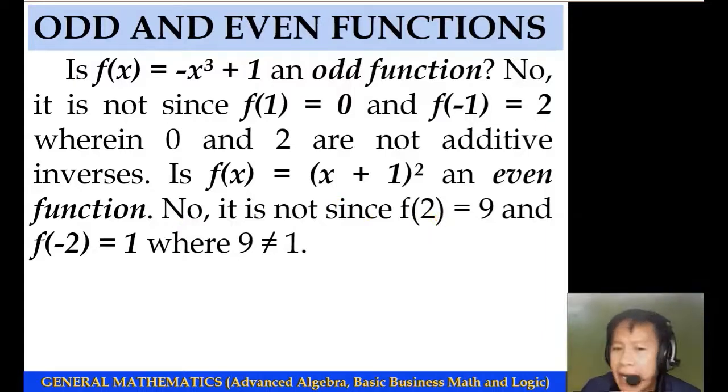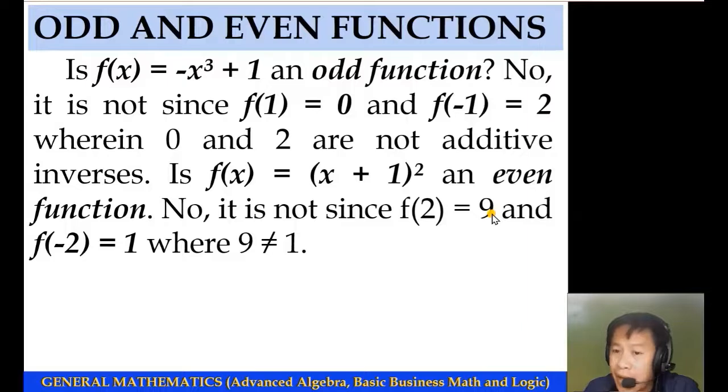Take note, any value of x here could be used. It could be 0, it could be 1, it could be negative numbers, but we will just consider one value, and that is 2. Then we are going to substitute 2 to the function f of x is equal to quantity x plus 1 quantity squared, and what will be the result?